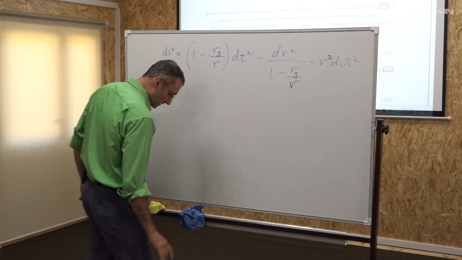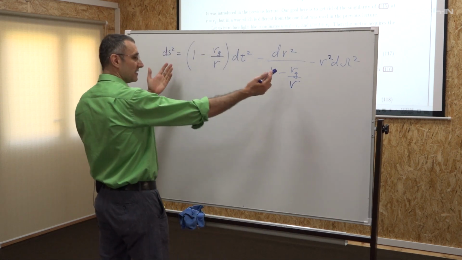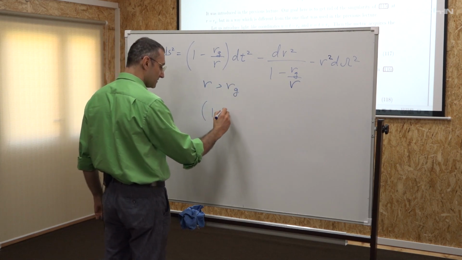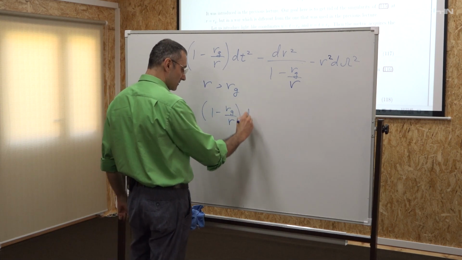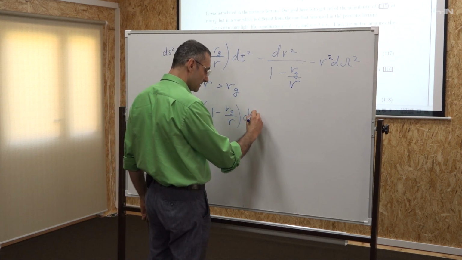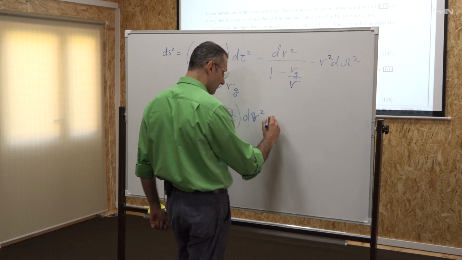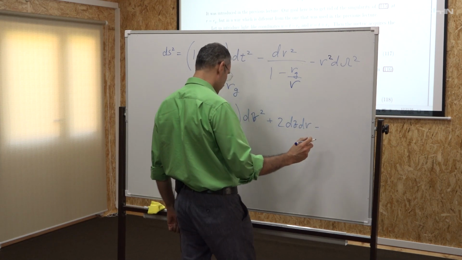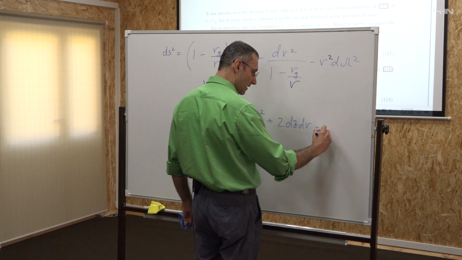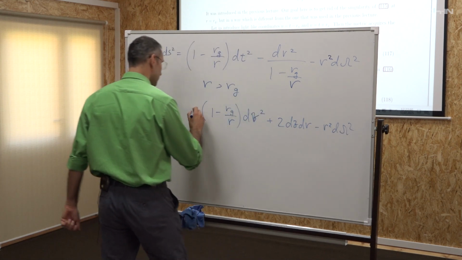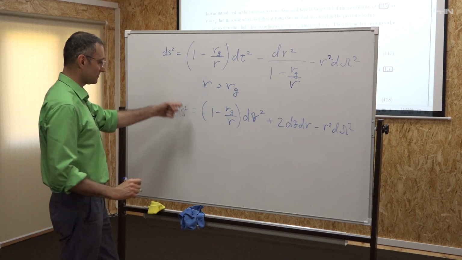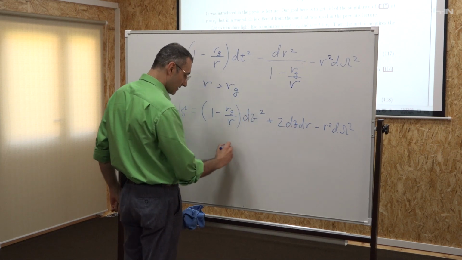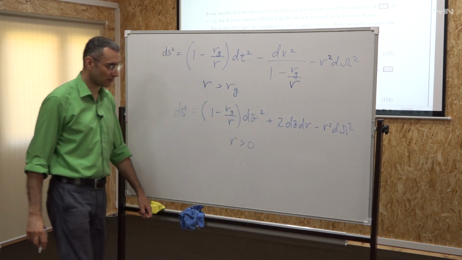Now, for example, you see this metric covers the region r greater than r_g. I wrote to you the metric like this: r_g times dV squared plus or minus, I don't remember, dV dr, minus r squared d omega squared. So you see this is the same space-time, but written in different coordinates. And this coordinate system is applicable for r greater than 0, for any r.